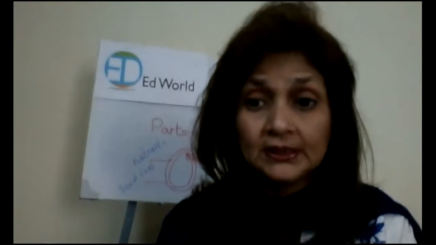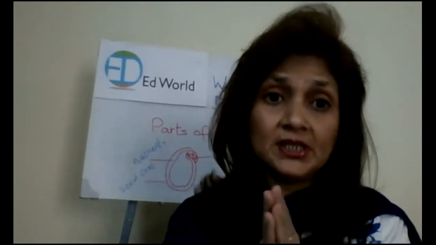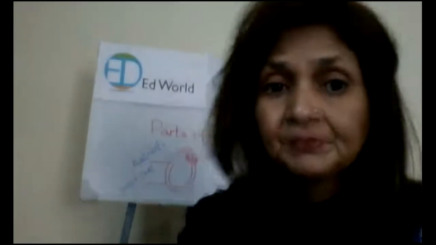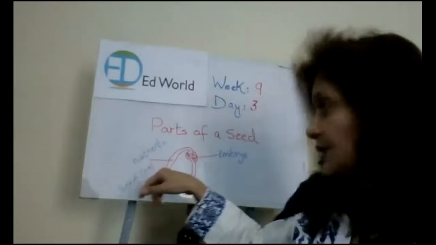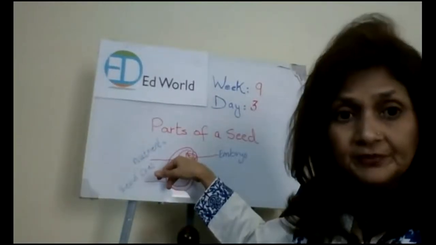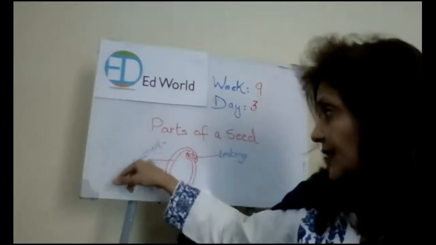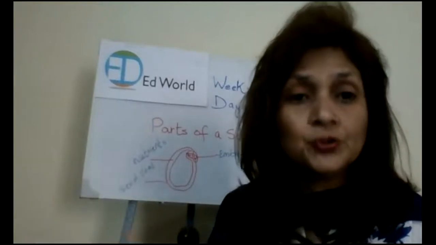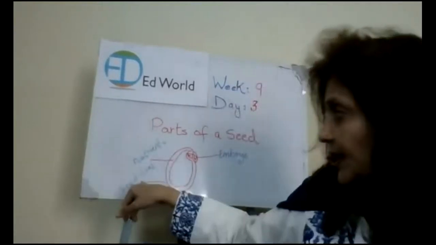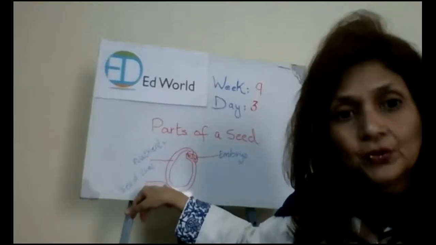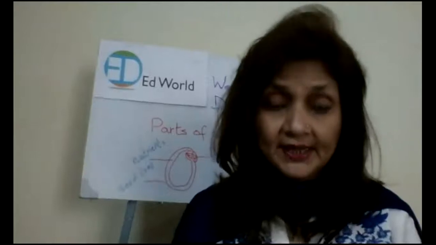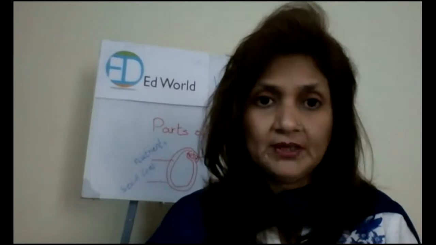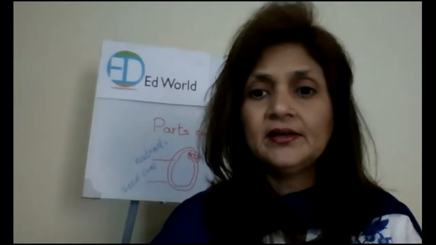So I hope the seed and the parts of a seed are very, very clear to you all. Yes, let's revise them. Now you can see these are the parts of a seed. This is the embryo, which is the tiny plant. And these are the nutrients, which give nutrients to the plant until it starts to make its own food. And this is the seed coat which protects the plant, right? Yes or no? Do you understand? Now let's see that picture one more time so that you can remember.